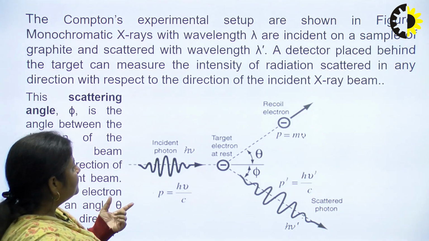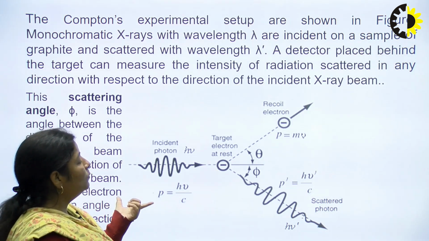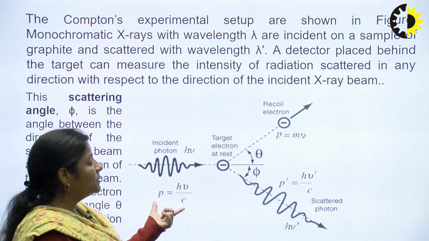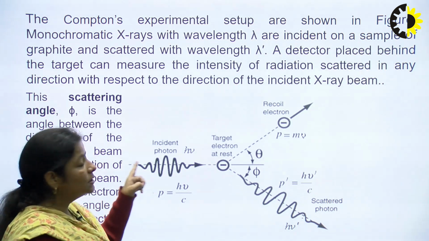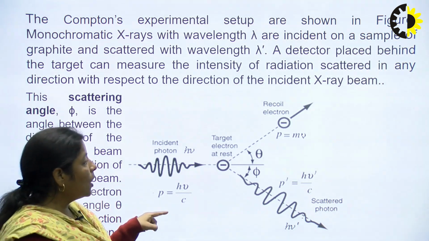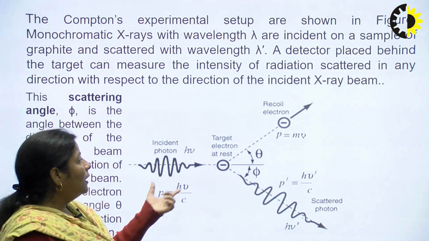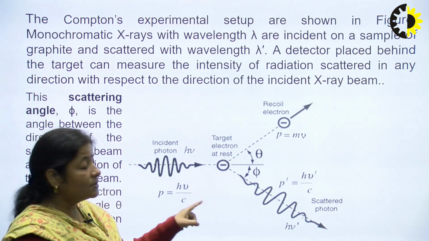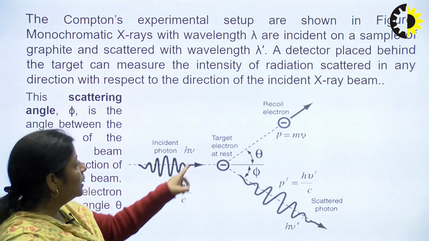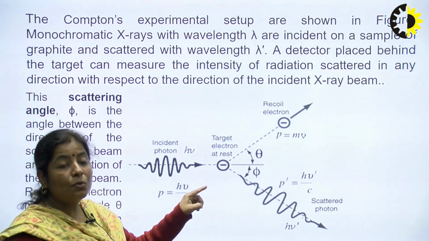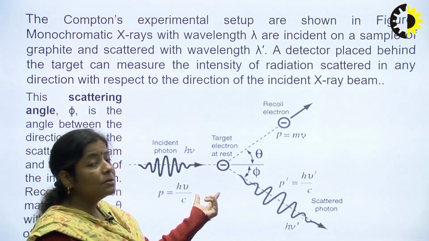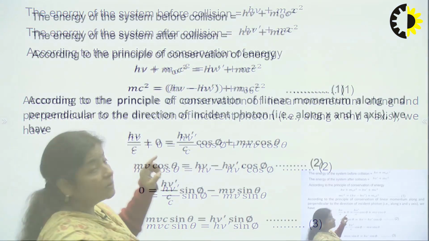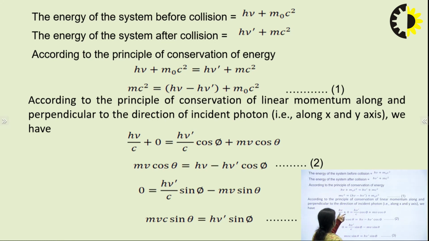All right, here. If we look at the momentum before collision, it is p equals h nu by c. This is the momentum for the incident photon, because up till now the collision has not occurred. And we know that when the collision has not occurred, the target electron is at rest. So there is no momentum, the momentum becomes 0. So this is the part: h nu by c plus 0.